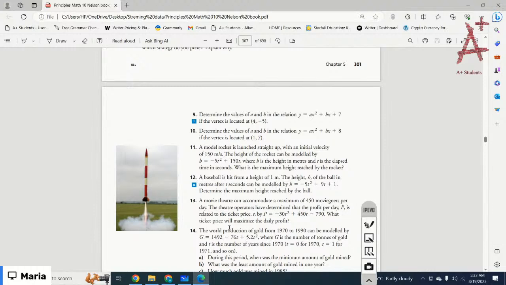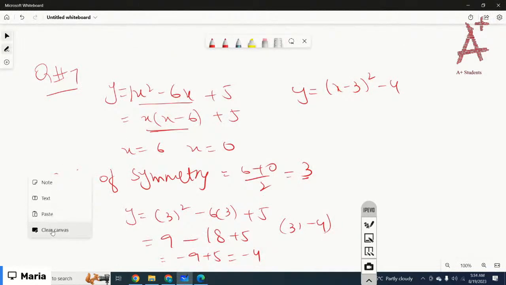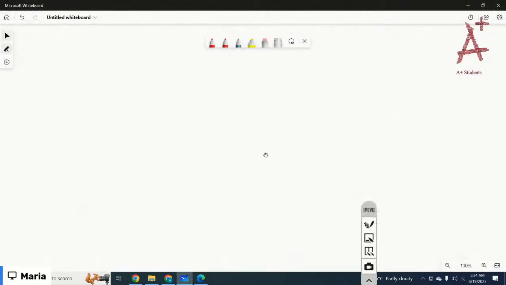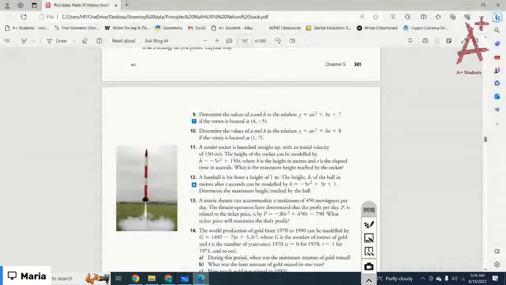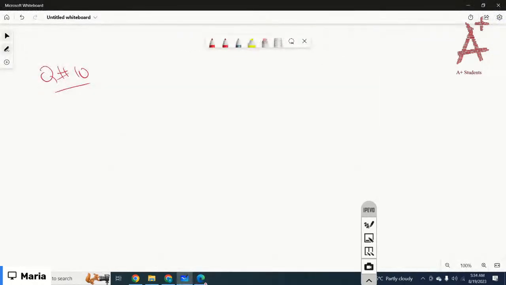Determine the value of a and b in the relation y equals ax square plus bx plus 8 if the vertex is located at (1, 7). Okay, let's just start with question number 10. The equation is y equals ax square plus bx plus 8 and the vertex is (1, 7).